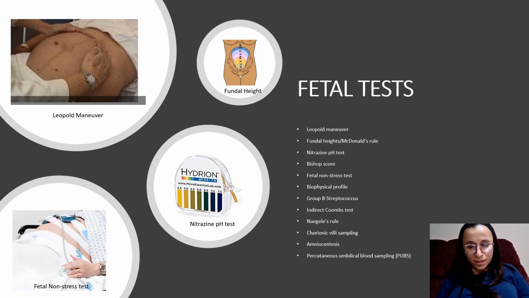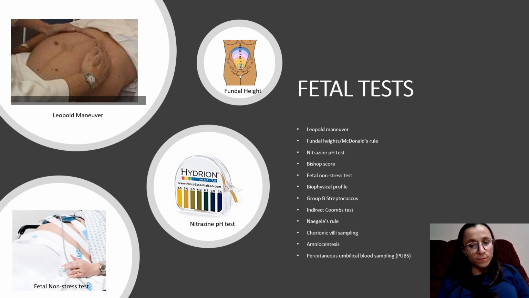The next one is the nitrazine pH test. That's basically a test to see if the amniotic sac ruptured. They take a strip, insert it into the vagina, and if it's blue, then it's positive, so the membrane did rupture. If it's yellow, then it's negative. This is going to help differentiate between amniotic fluid and vaginal fluid, because a lot of times people don't even know that it ruptured. Just know for this that semen or blood could cause a false positive.